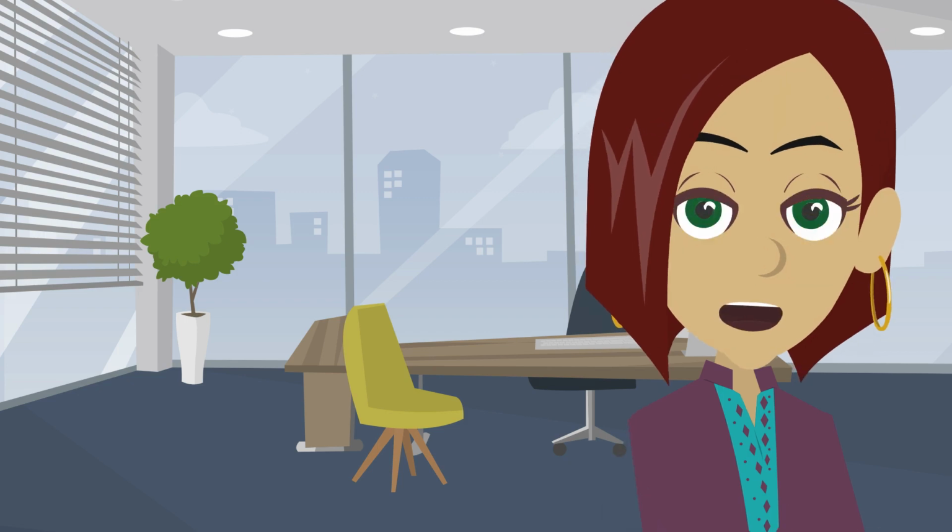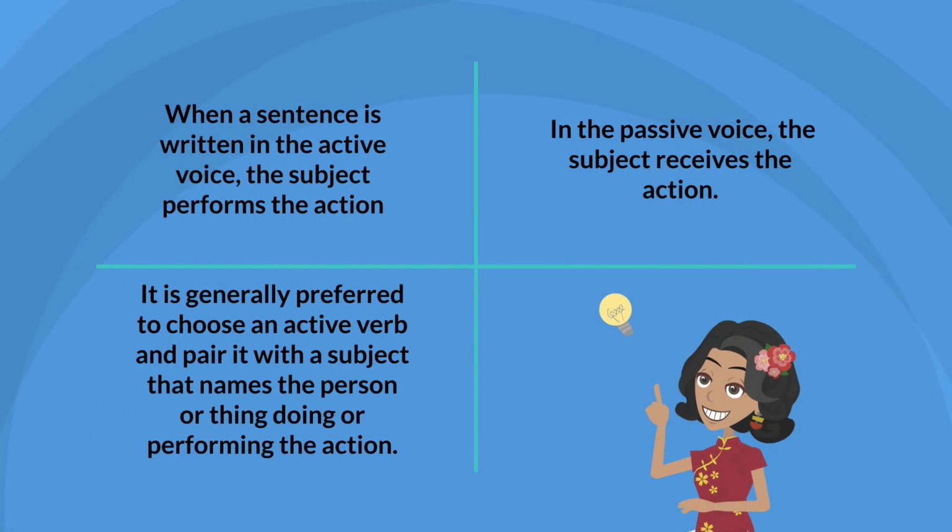In conclusion, remember, when a sentence is written in the active voice, the subject performs the action. In the passive voice, the subject receives the action. In academic writing, it is generally preferred to choose an active verb and pair it with a subject that names the person or thing doing or performing the action.